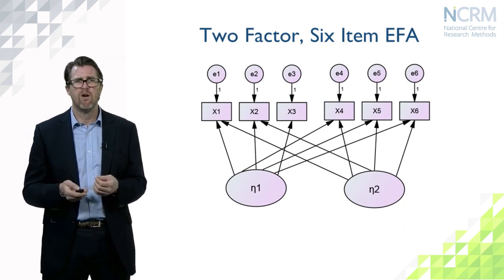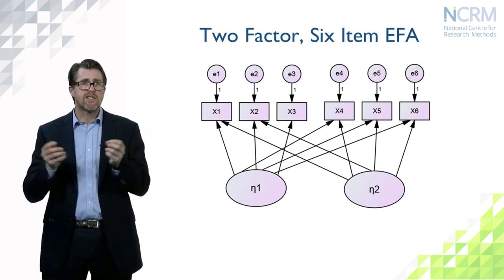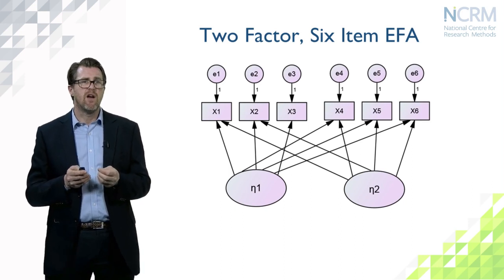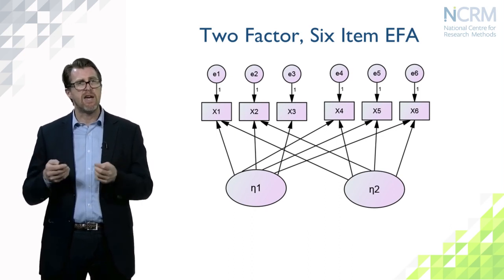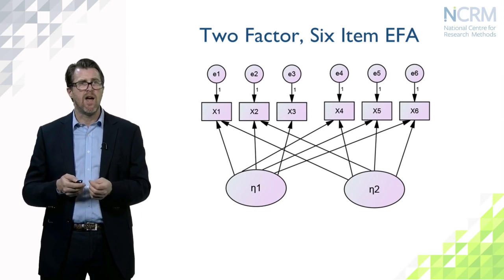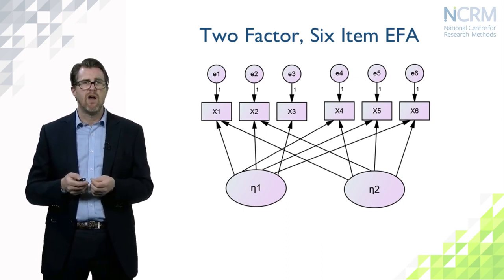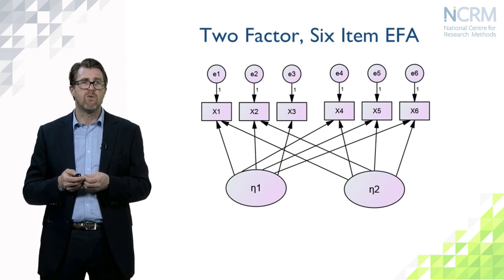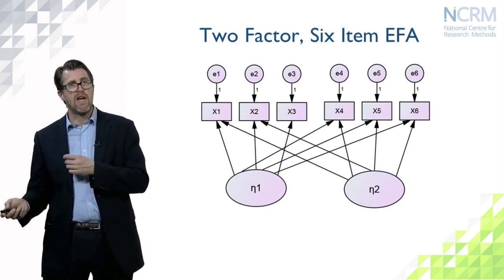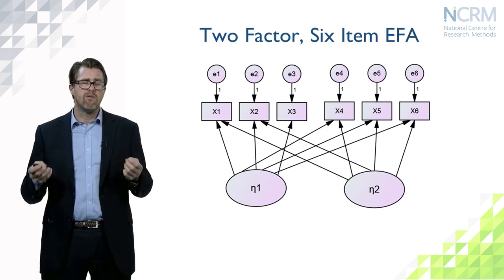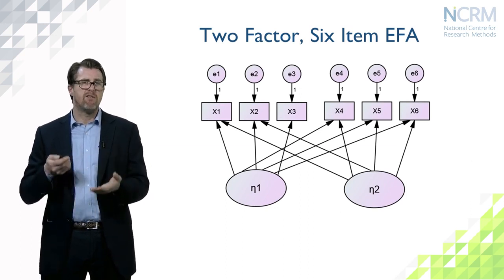Now, what we would be looking for in this kind of situation is that some of those loadings would be large and some of them would be close to zero. So if we look at eta1, for example, we might, in an EFA context, hope or expect that the loadings between eta 1 and x1 to x3 would be high, of say 0.7 or above in standardized form, and that the loadings that run from eta 1 to x4 to x6 would be close to zero, and the opposite would apply for eta 2. So what we're doing there is, I say, estimating all of those relationships and expecting some pattern of high and low loadings between them.